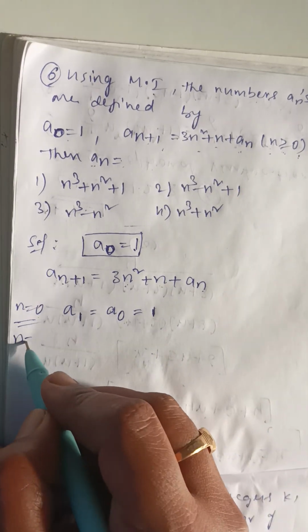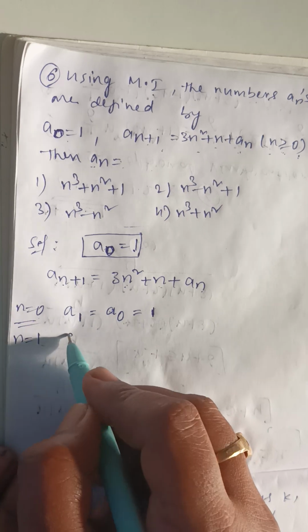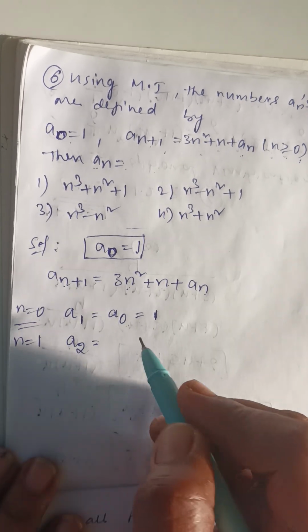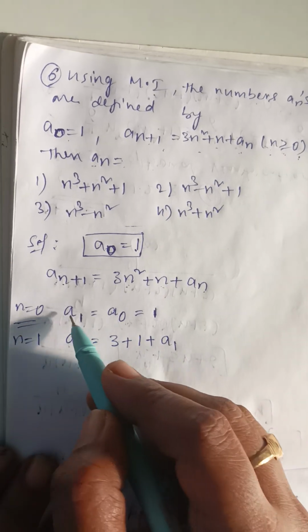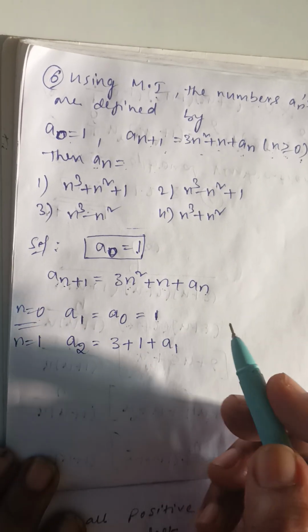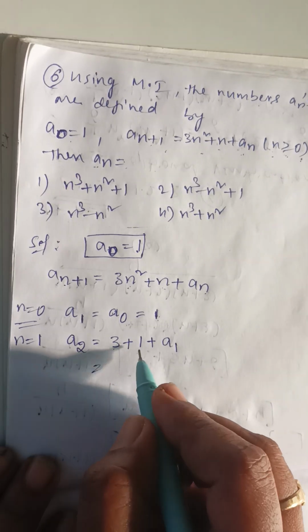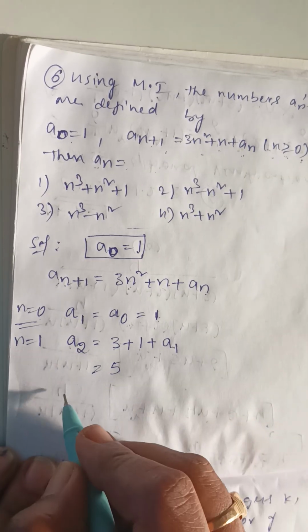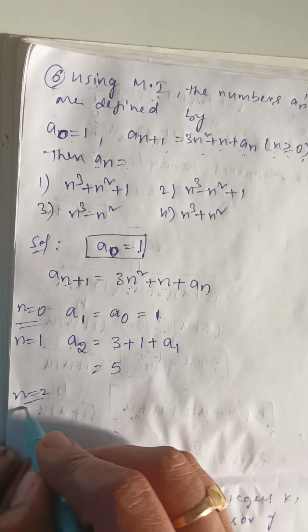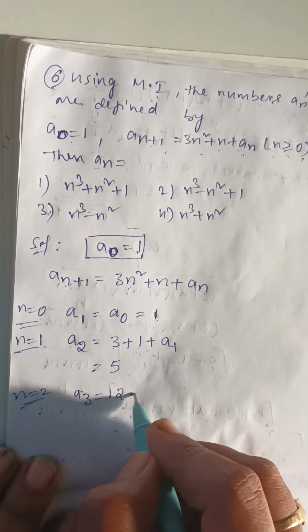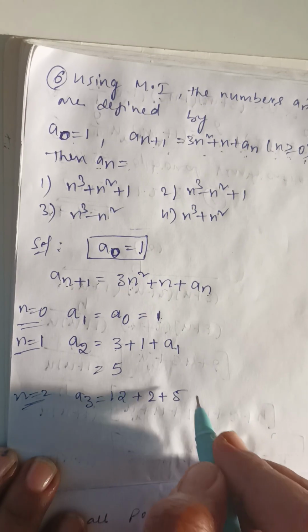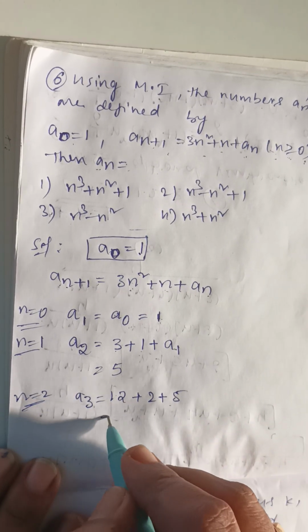Okay, next put n equal to 1. Then a2 equals 3 plus 1 plus a1. a1 we have already found, which is equal to 1. So 3 plus 1 plus 1 is 5. And put n equal to 2. Then a3 equals 12 plus 2 plus 5, which is equal to 19.